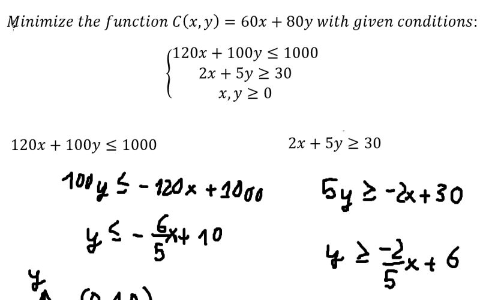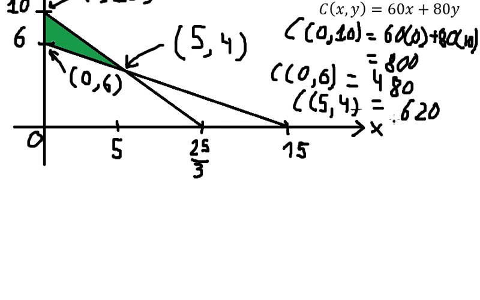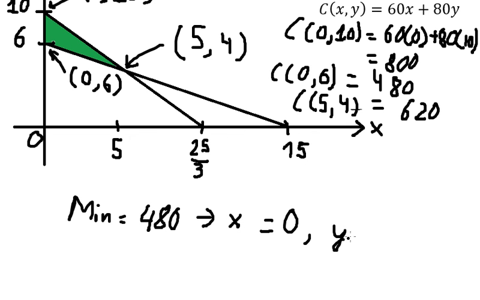They want to find the minimum. So the smallest is 480, when s equals number 0, y equals number 6.